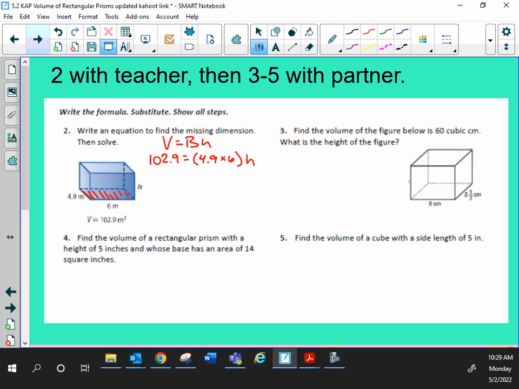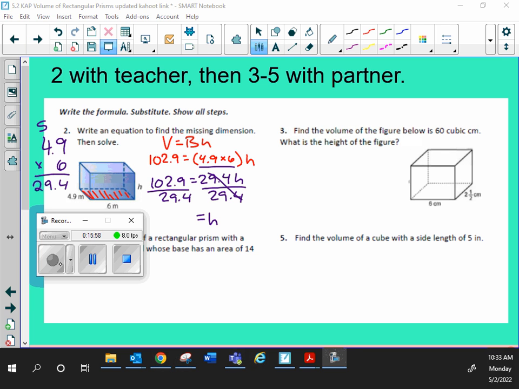To solve for h, it takes a couple of steps. I'm going to go ahead and solve what's in the parentheses. I'm going to go ahead and multiply that. It's not that bad. What do y'all get? 29.4. So 102.9 is equal to 29.4 h. To get h by itself, divide. Take a second. It's going to take a second.